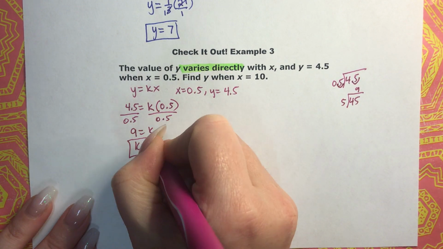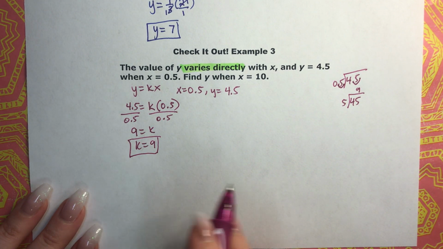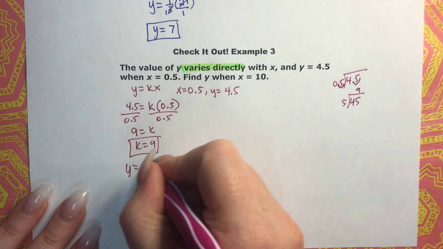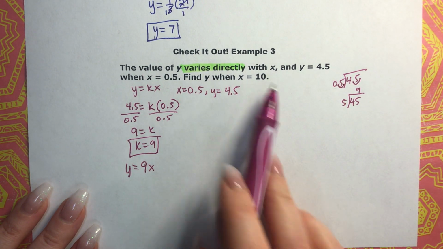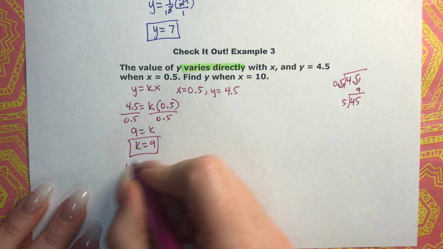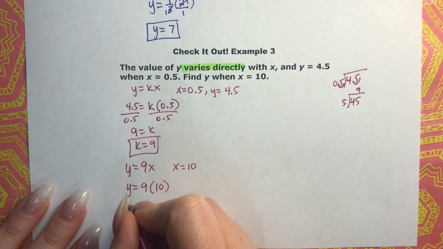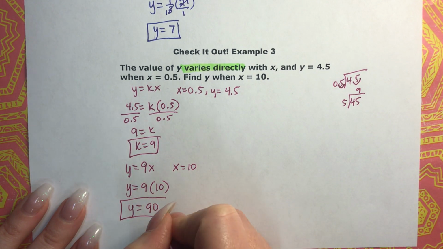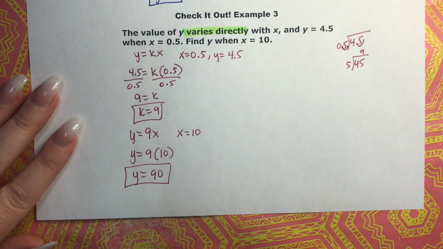So our constant of variation is 9, and we can go ahead and write that direct variation. Y equals kx, so y equals 9x because k is 9. Then it wants us to find y when x is equal to 10. We just substitute 10 in for x, and we have 9 times 10, which ends up being 90. So if you got 90, you did a wonderful job, and I'll see you in a little bit for example 4.